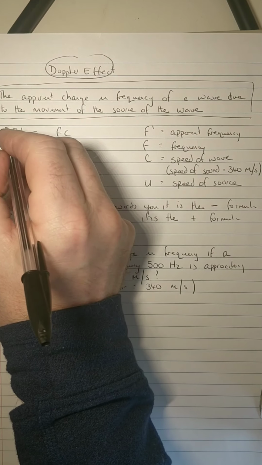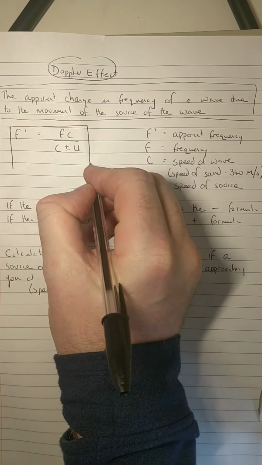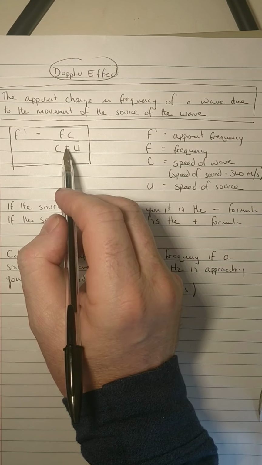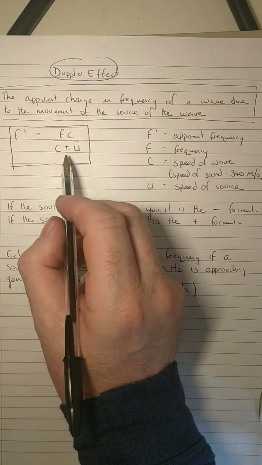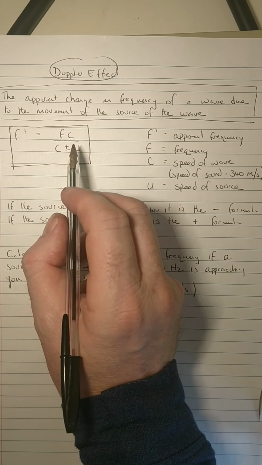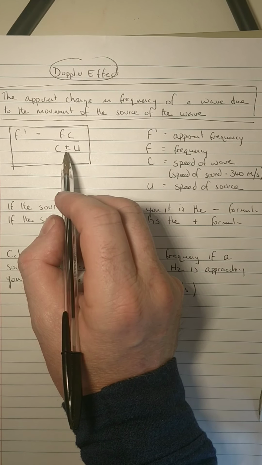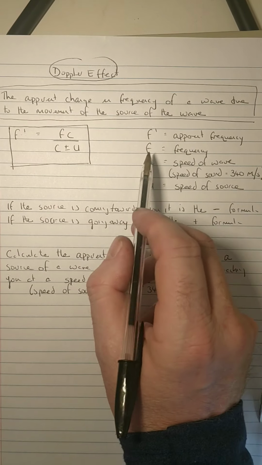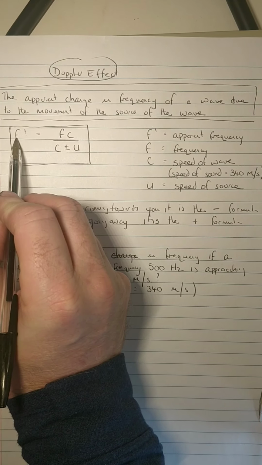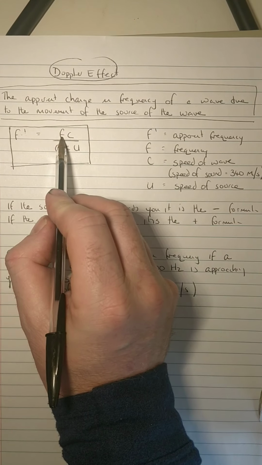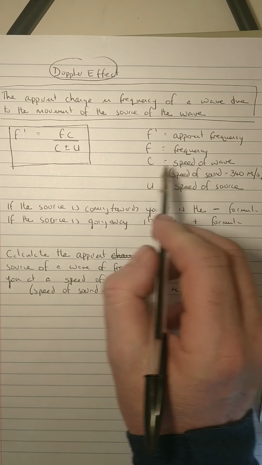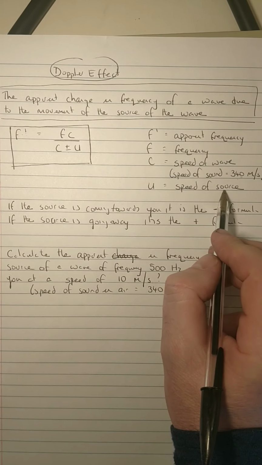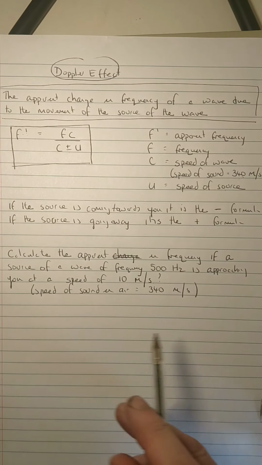Okay, the formula, which looks a bit intimidating, but you'll have no problem with it, is this: F dash is FC over C plus or minus U. We'll worry about the plus and the minus in a minute. You use a formula like that all the time in algebra, in maths, minus B plus or minus, so that's really two formulas in one. F dash is the apparent frequency, so that's the frequency you hear, coming towards you or going away. F is the actual frequency, if it was stopped. C is the speed of the wave, and we're always going to be doing sound, so that'll always be 340. And U is the speed of the source, like the car or whatever.